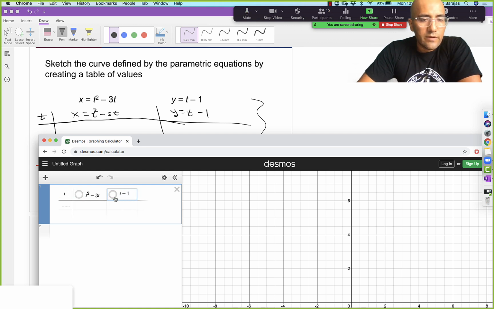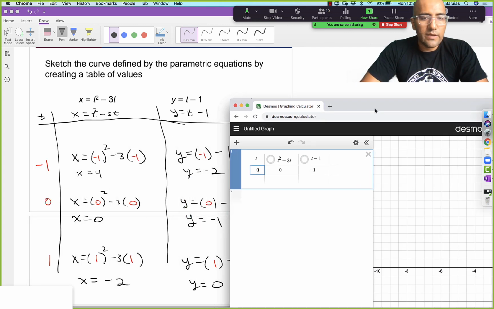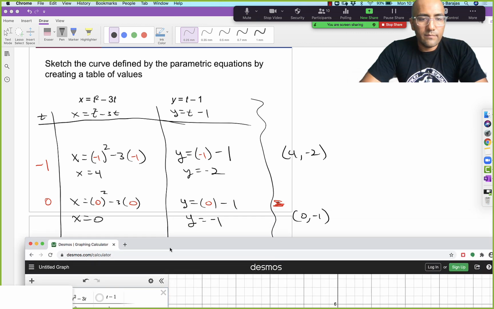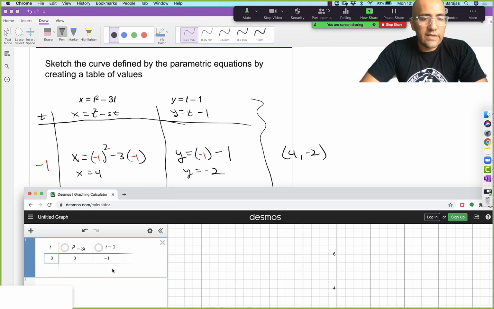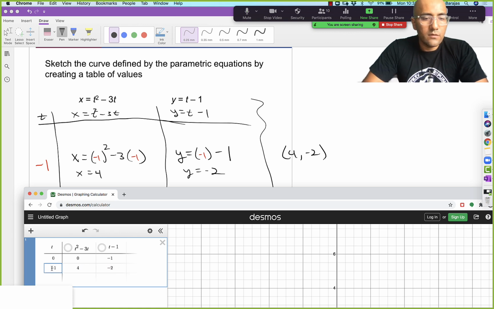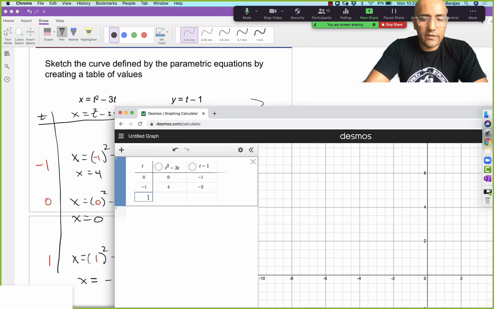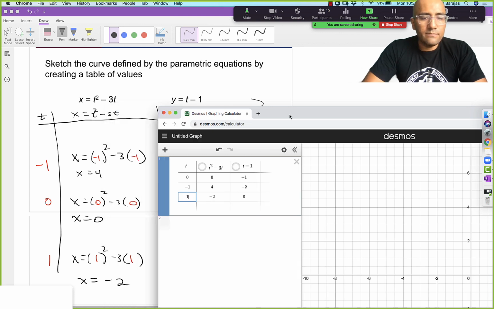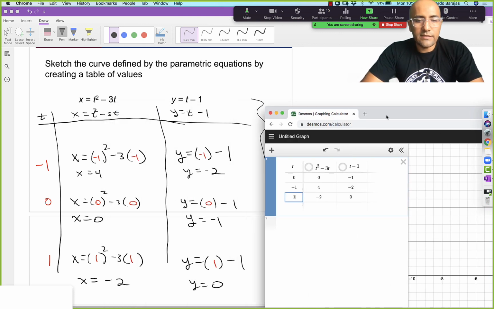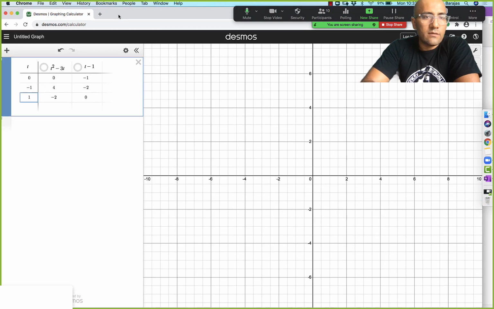Okay, I want to graph these. For example, when t was 0, we had x = 0 and y = -1. And when t was -1, we got 4 for the x coordinate, and we had a y. So these are my x's and my y's. And lastly, when t was 1, we had -2 for x and 0 for y. This is helping me figure out all my x coordinates and y coordinates.